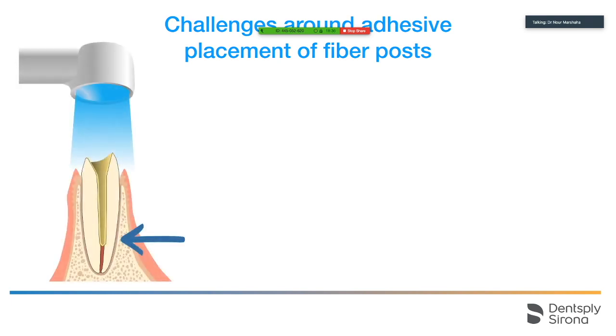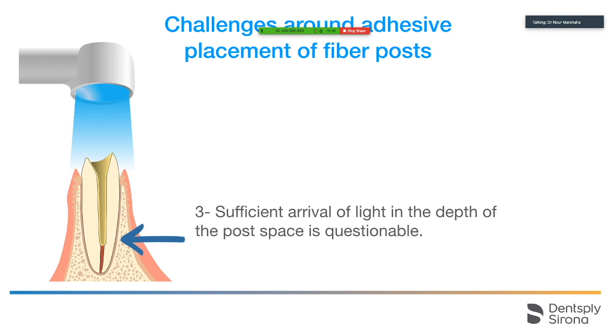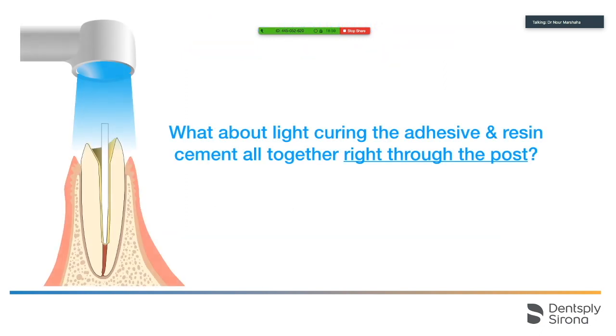Okay, after placement of the fiber post, please make sure that the remaining gutta-percha for the apical seal will be 5 millimeters. Sufficient arrival of light in the depth of the post space is questionable, and it doesn't arrive to the apical seal. So we have to use dual-cure or self-cure resin to cement the post.